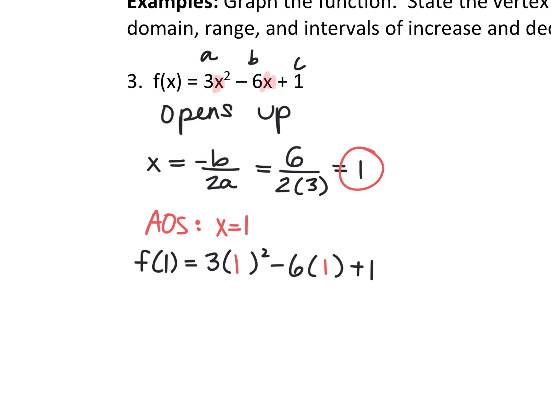Okay, and you could type this all in to a calculator to figure it out, like this part right here. Or you can do the mental math, or piece by piece, like 1 squared is 1, 3 times 1 is 3, 6 times 1 is 6. So I'm doing 3 minus 6, which is -3 plus 1. This might be shocking to you. It's -2. Is that what you have on Desmos?